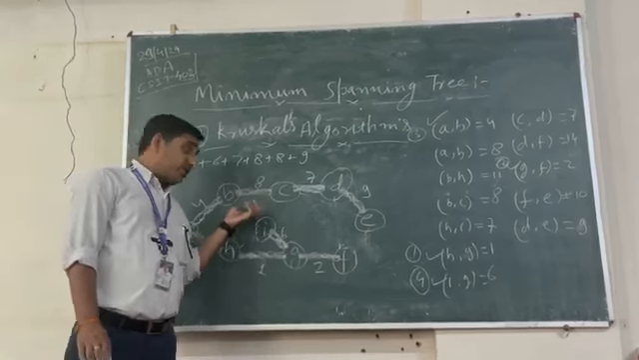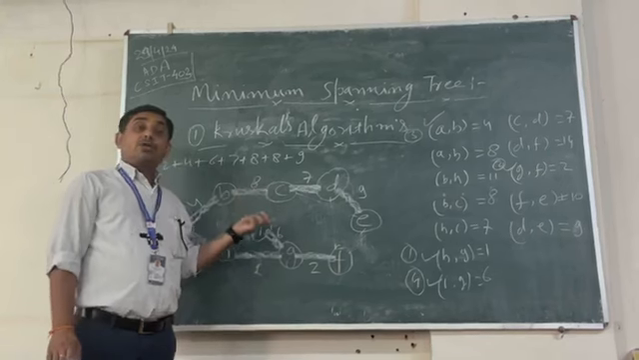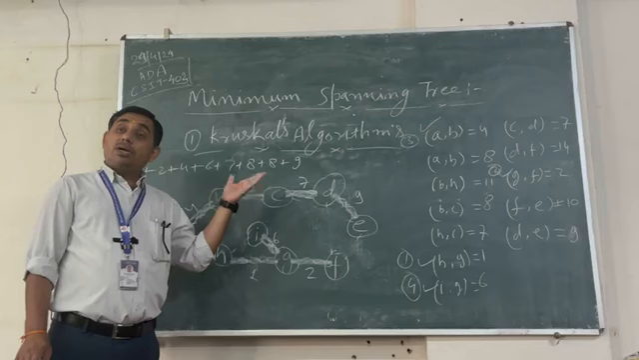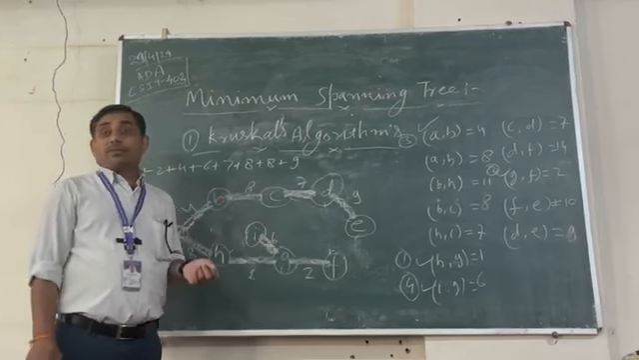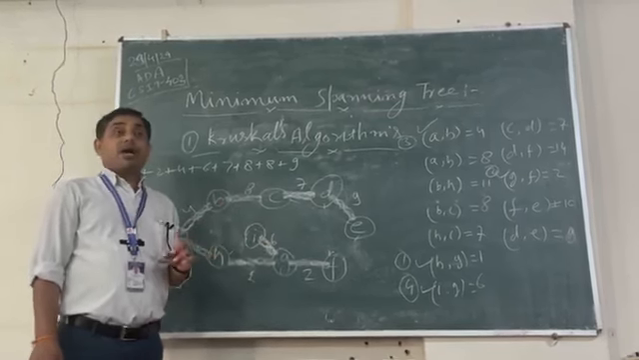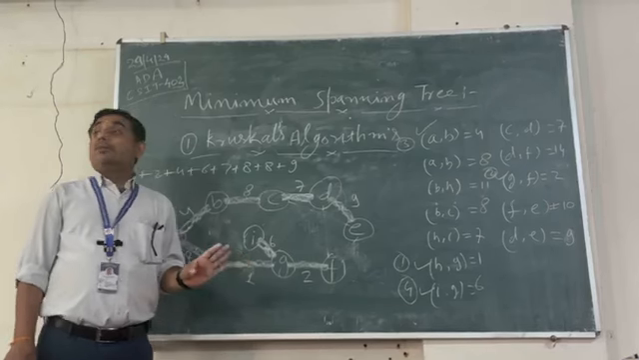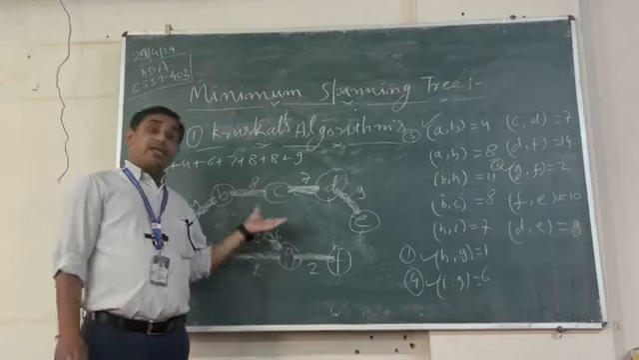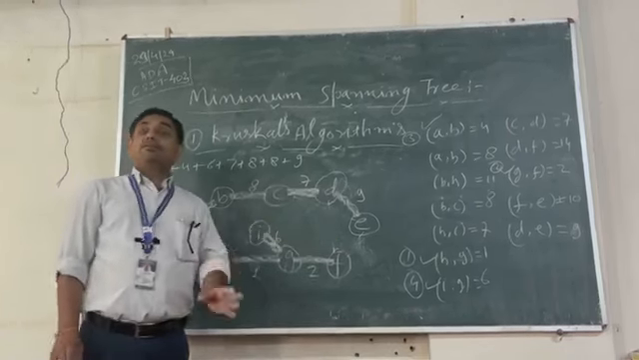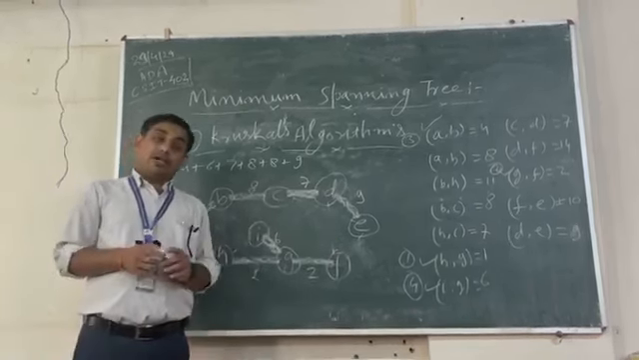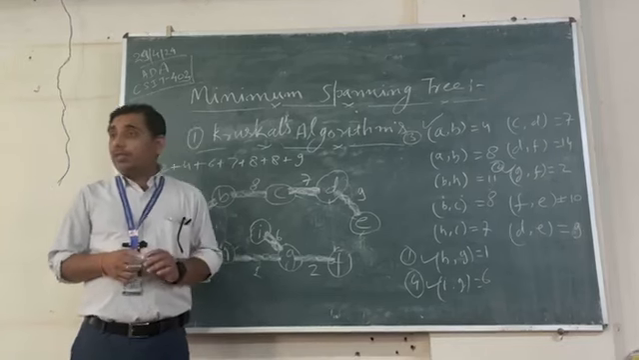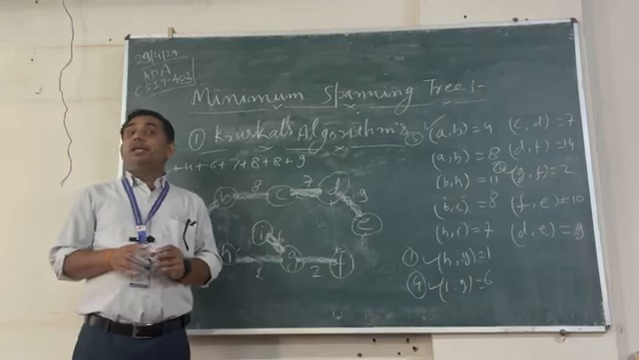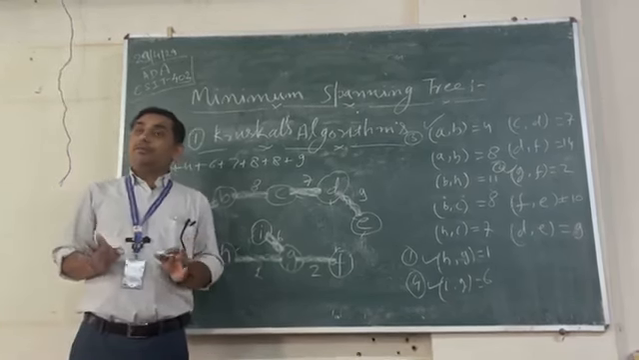Clear? And this Kruskal method we can also apply on a disjoint graph or component graph. But Prim's algorithm does not give the freedom to compute the minimum spanning tree of a disjoint graph or component graph. Clear? So this is the minimum spanning tree. Topic is finished. Okay, thank you.